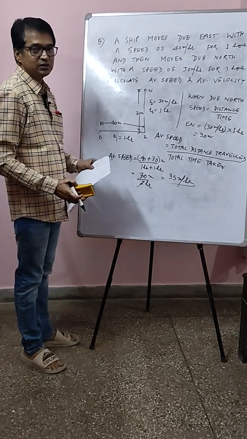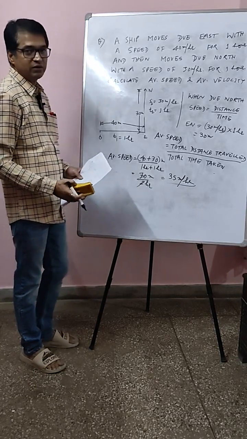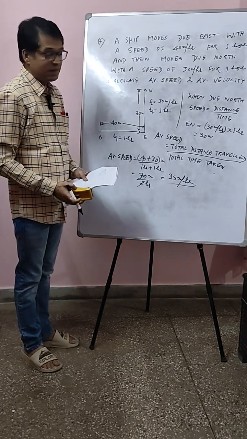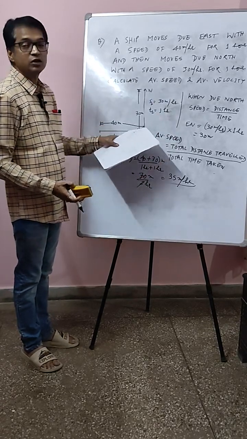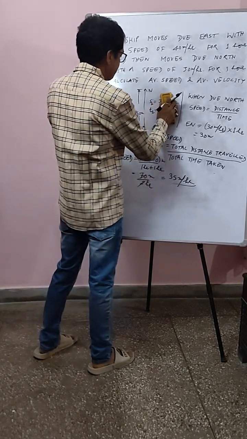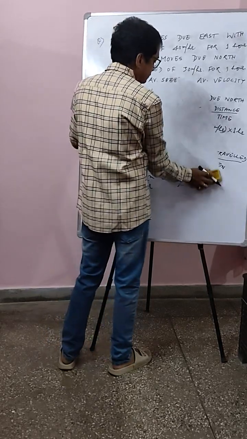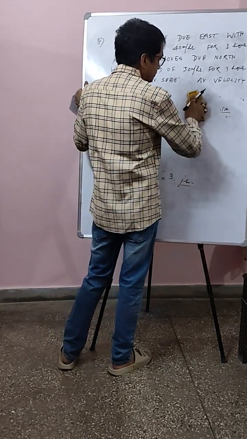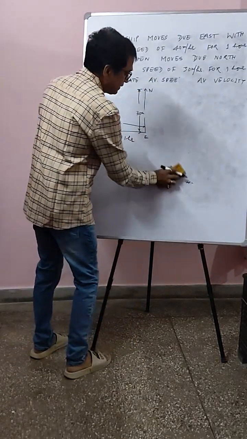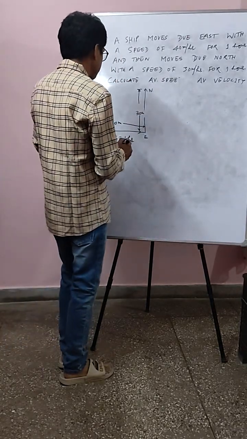Now the second part of the question is we have to find average velocity. What do we have to do when we have to find average velocity? We have to find out what is the displacement. Not total length, but displacement. Okay, so I'm just rubbing. Now we have to find the displacement between the originating point and the ending point.